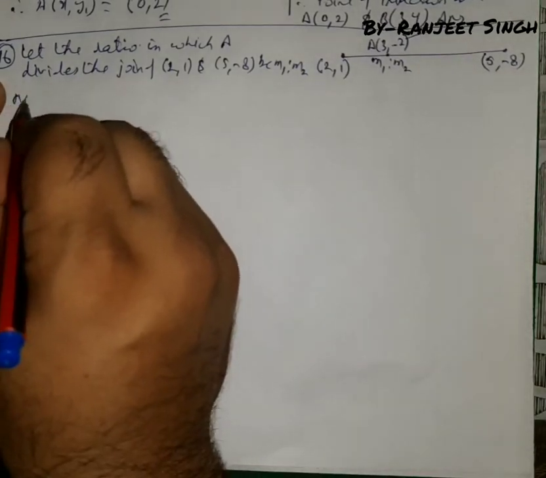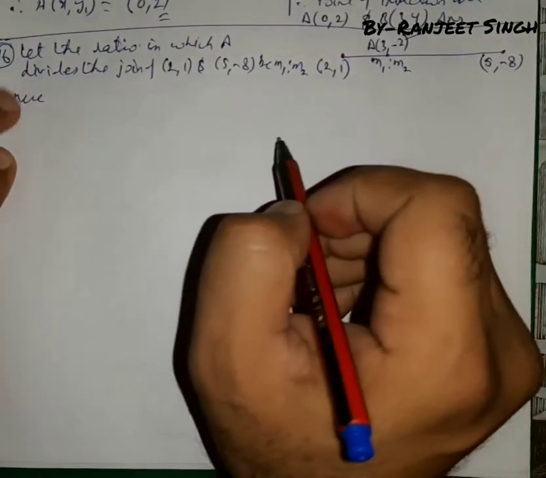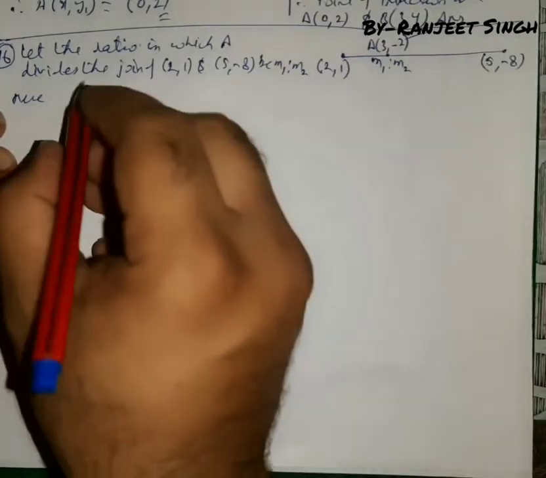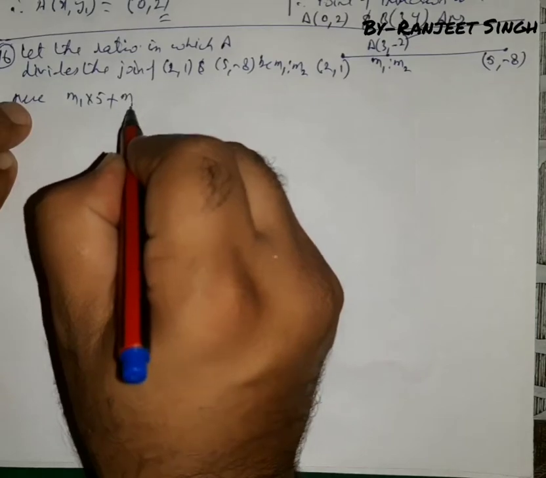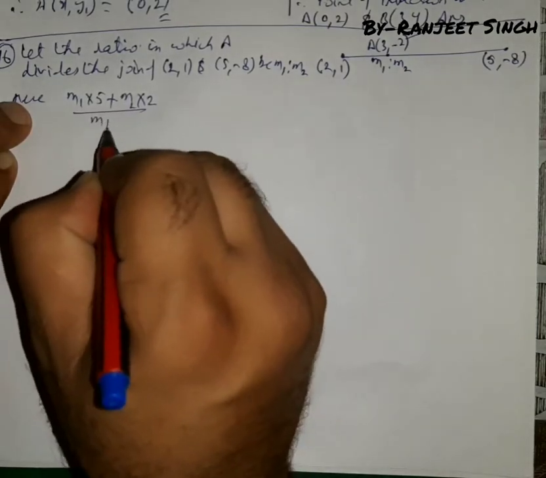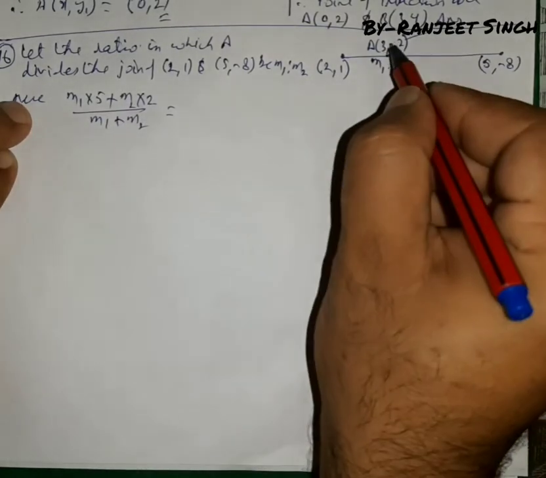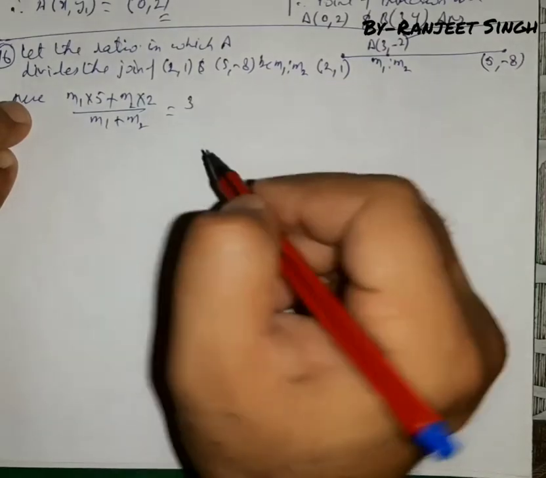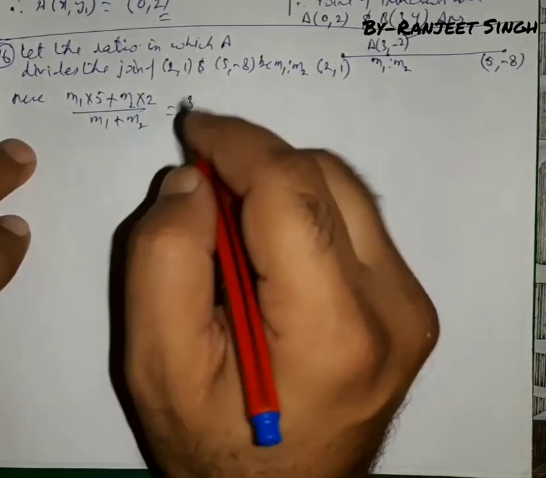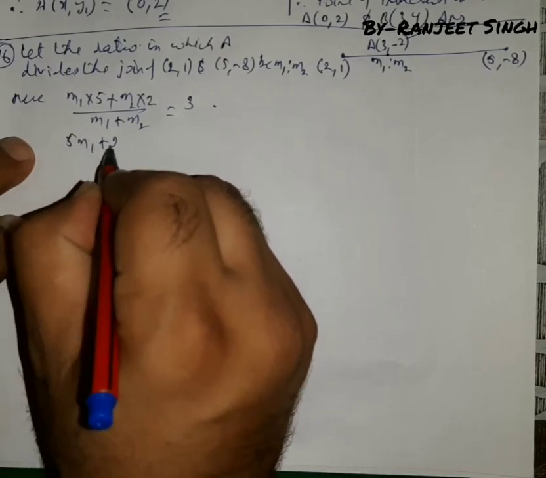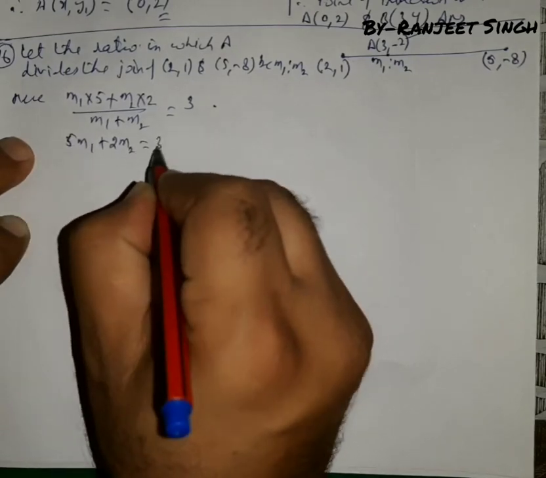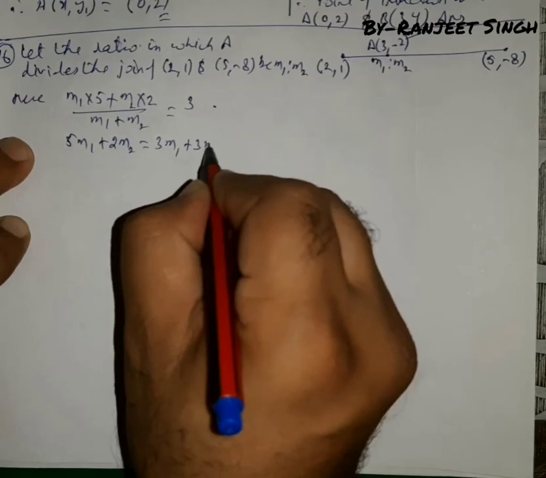So here I'm using the x coordinate. So (M1 multiply 5 plus M2 multiply 2) over (M1 plus M2), and this is equal to the value of x that is given as 3. Now cross multiplying these, we get 5M1 plus 2M2 is equal to 3M1 plus 3M2.